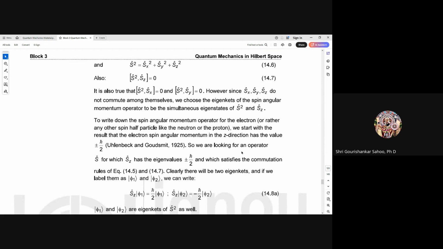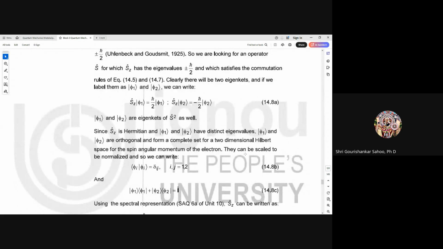Clearly, there will be two eigenkets, and if we label them as the states phi 1 and phi 2 and write them as kets, we can write Sz cap phi 1 ket is equal to h cross by 2 phi 1 ket, and Sz cap phi 2 is equal to minus h cross by 2 phi 2. And phi 1, phi 2 are eigenkets of S cap square as shown on the screen.